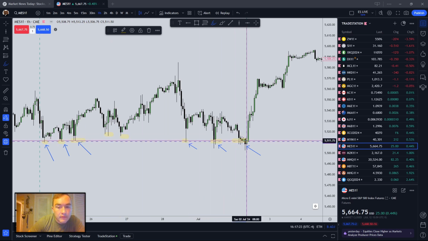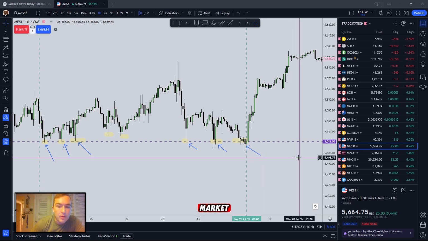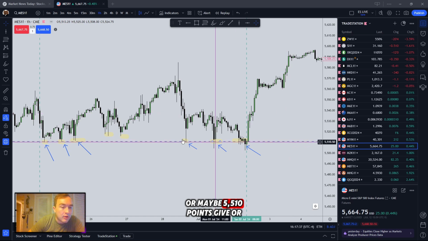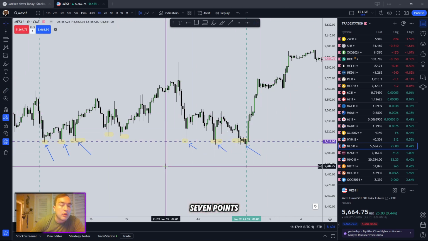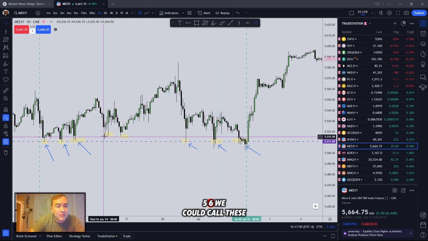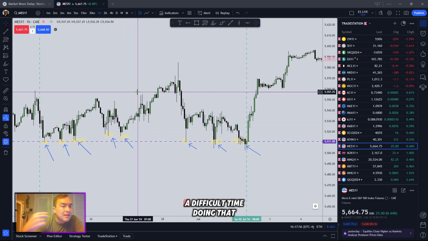It's not perfect. This is an art more than a science. But notice that every time that the market tried to go below about 5,511 points, or maybe 5,510 points, give or take a total of 7 points, 1, 2, 3, 4, 5, 6, we could call these 7 or 8, it had a difficult time doing that. That's what we call support. The market is supporting that price, indicating that the market does not really want to go below that price.